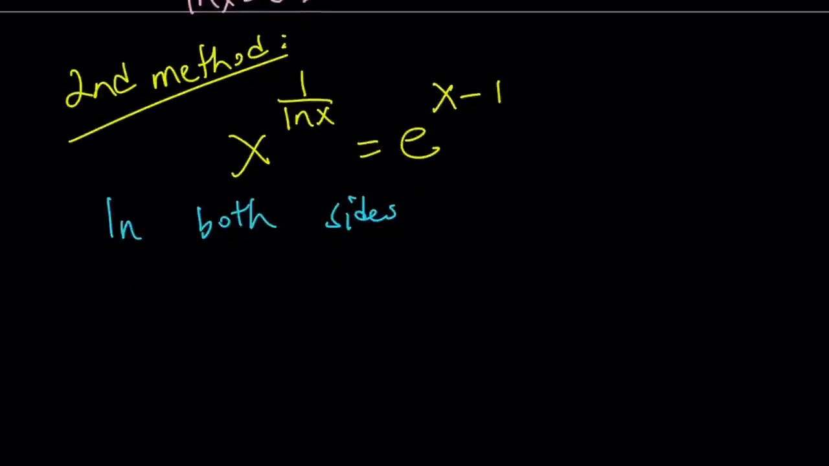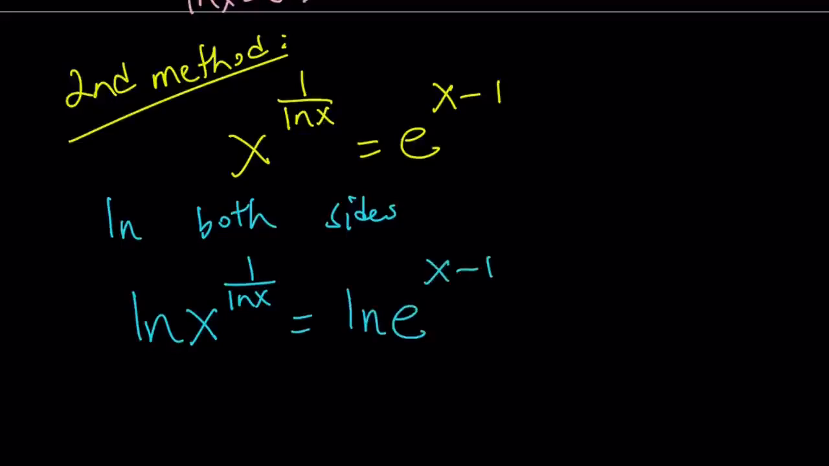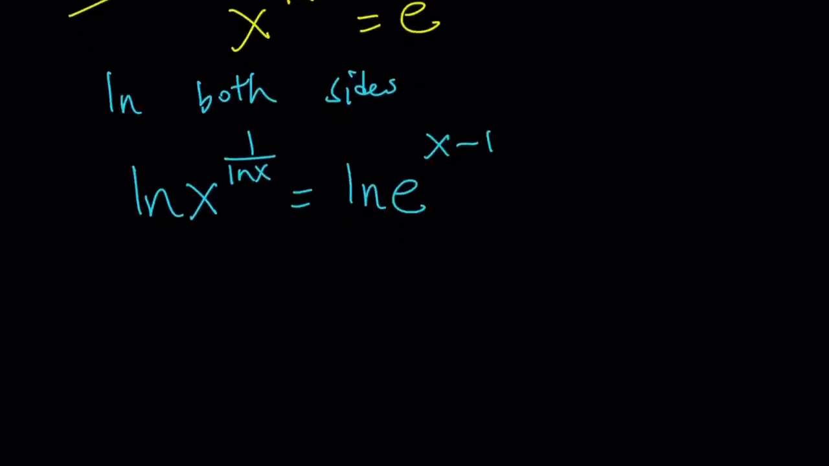We get the following: ln x to the power 1 over ln x equals ln e to the power x minus 1. Now here's a couple things we need to do. If you have ln b to the power n, then you can write it as n times ln b. In this case, you have to be careful about the domain. If b to the power n is positive, but b is not positive, then we have a problem. So we have to use the absolute value. That's why a lot of times people just use the absolute value symbol to guarantee that the absolute value of b is always non-negative.